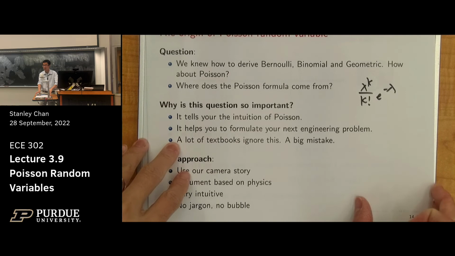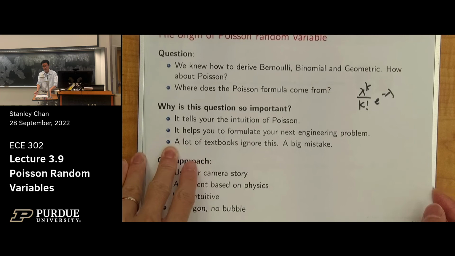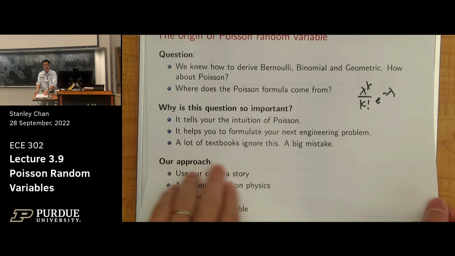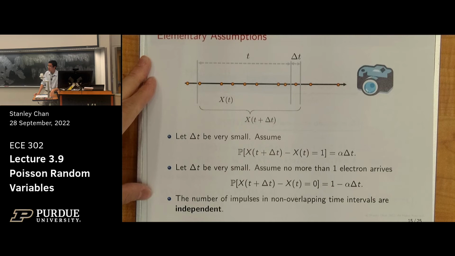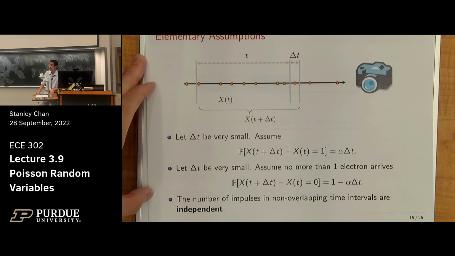In fact, a lot of textbooks, most of the statistics textbooks, don't tell you. It's hard to associate physics with statistics, right? So usually statistics deals with big data. Physics, they care about physics. Okay, so here's a physics perspective. It's the same analogy, and whether you care about photon arrivals or whatever arrivals, it's sort of this elementary assumption. We are going to make three assumptions of the physical process, and from these assumptions, we can derive the Poisson PMF.